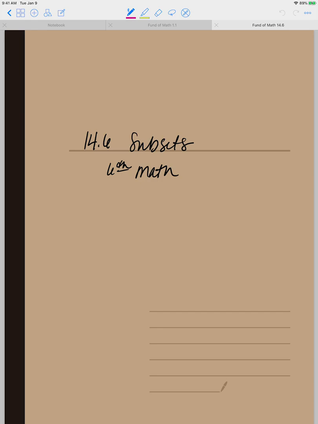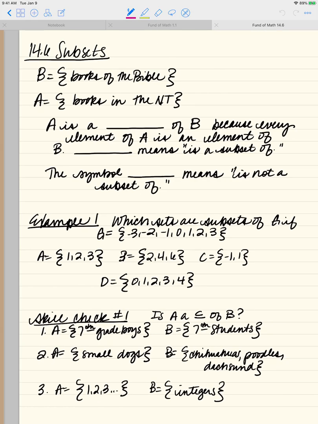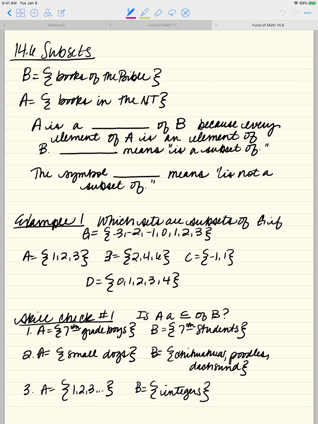All right, sixth grade 14.6, talking about subsets today. So here we're starting off with two sets. Set B, the books of the Bible, and set A, the books in the New Testament. Now, what is a relationship that we can recognize between set B and set A?